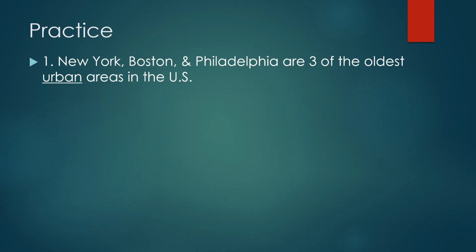So here's some examples. New York, Boston, and Philadelphia are three of the oldest urban areas in the U.S. So the word urban is what we're looking for. Does it mean empty, city, or country? And here we have three different examples of urban areas: New York, Boston, and Philadelphia. We know those places are not empty. Obviously, there's tons and tons of people that live there, millions, in fact. We know they're not countries. They exist in a country. And so by process of elimination here, if nothing else, we know that they're cities. So urban and city both mean the same thing.